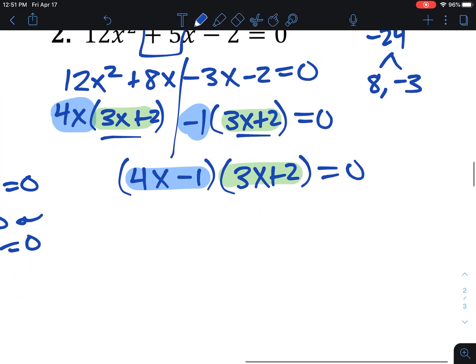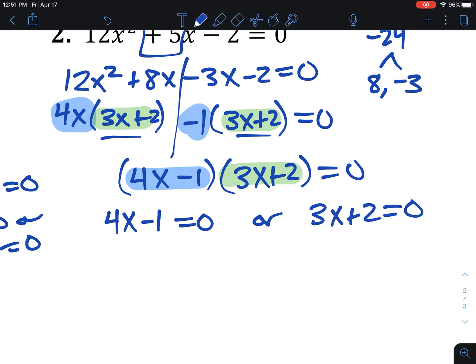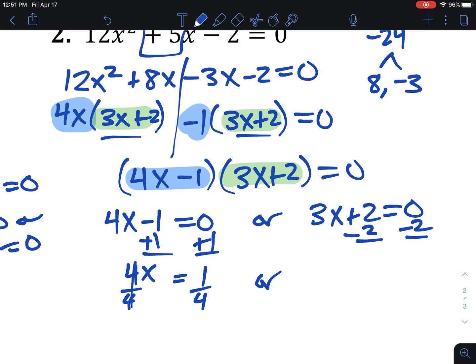Again, the zero product property says one of these has to be 0. So set them both equal to 0 to find our possible values of x. We do our two little steps here, and we get x is 1/4, or x is negative 2/3.